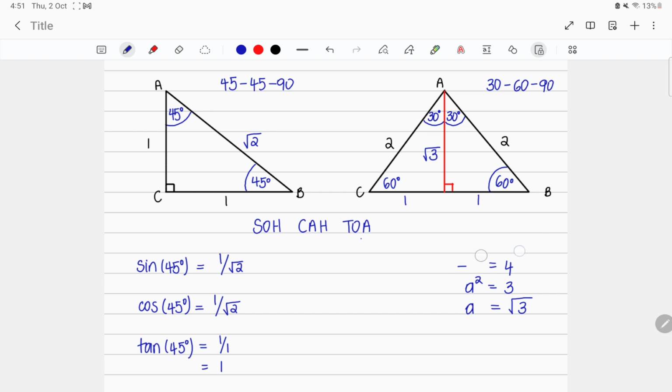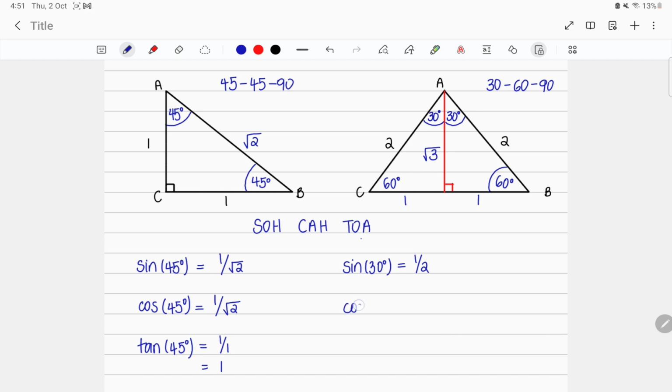So now that I know all three sides and all three angles in the right angle triangle, I can go ahead and work out the trig ratios. I'm going to start with sine 30 degrees. So sine 30 is the opposite side. The side opposite 30 is 1 unit over the hypotenuse, which is 2 units. So it means that sine 30 is 1 over 2.